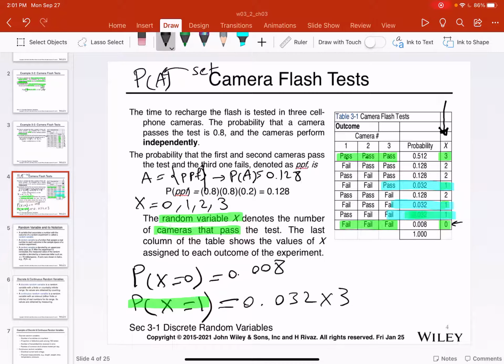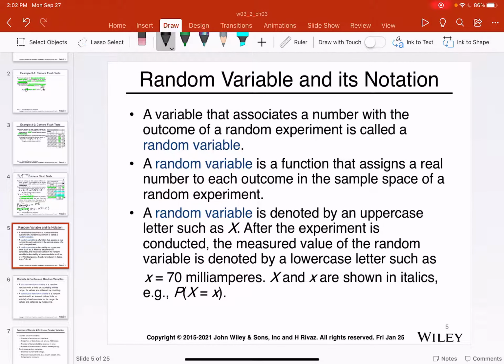So later on, in fact in the rest of this course, we are always going to write probabilities with a variable like here. Whenever you get confused, what is this variable, you can come back to this example, right? So X is, we somehow relate the outcome to a number. So a random variable is a variable that associates a number with the outcome of a random experiment. And it's a function that assigns a real number to each outcome in the sample space.